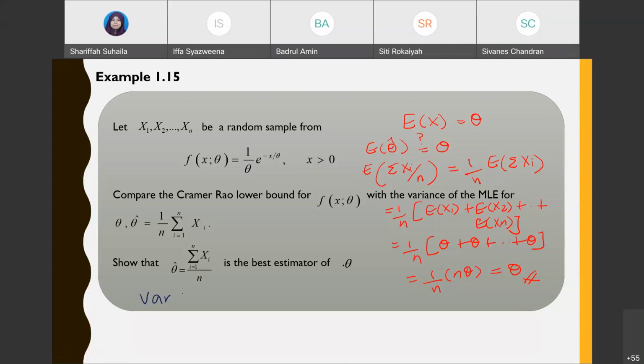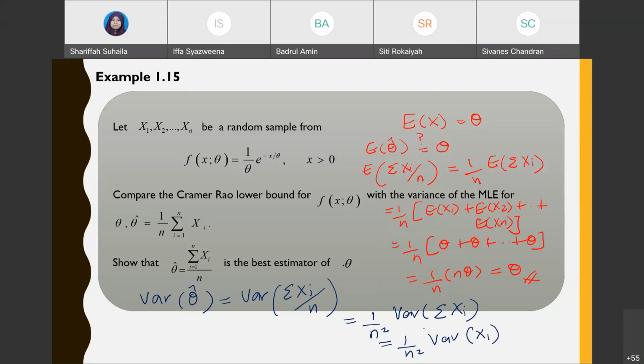Okay, you want to show the variance of theta hat. So theta hat we already have, summation xi over n. Okay, again follow the properties for variance. We have 1 over n square, variance of summation xi. Summation xi means x1 plus x2 plus up to xn. So you expand it.